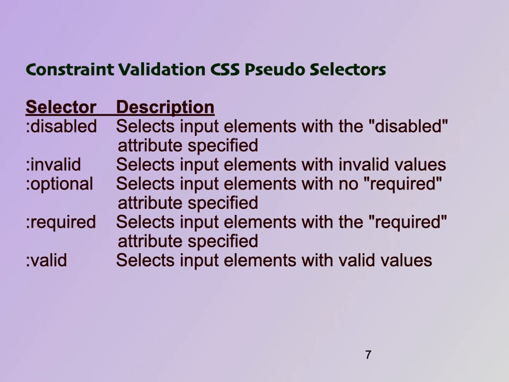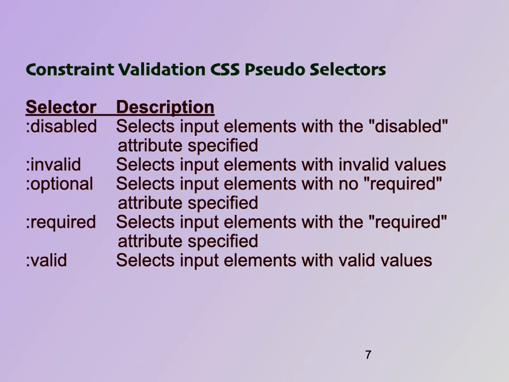Constraint validation CSS pseudo selectors. Selectors are disabled, invalid, optional, required, and valid. Colon disabled selects input elements with the disabled attribute specified. Invalid selects input elements with invalid values. We can specify a set of invalid values. Optional selects input elements with no required attribute specified. On the other hand, we can specify a required selector. Required selects input elements with the required attribute specified. Valid selects input elements with valid values.